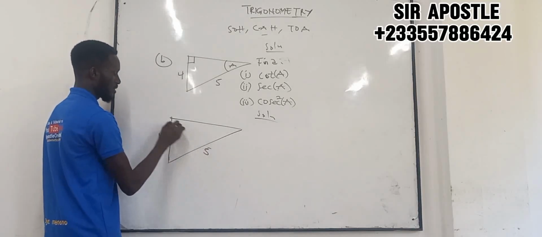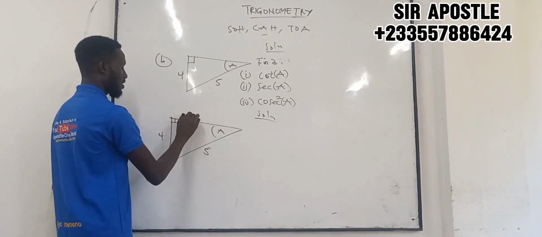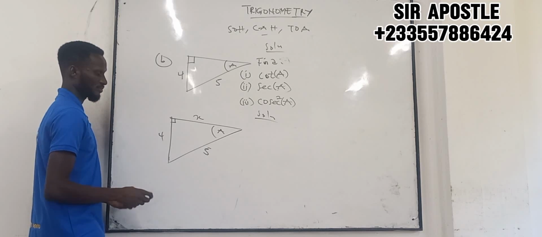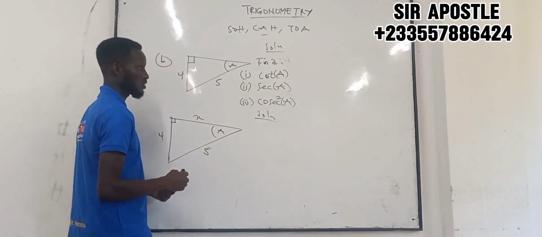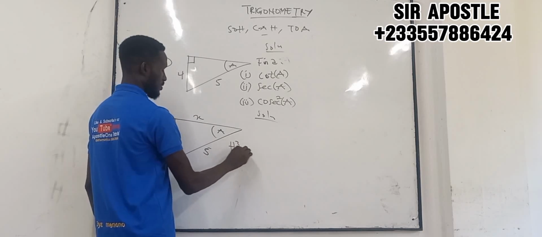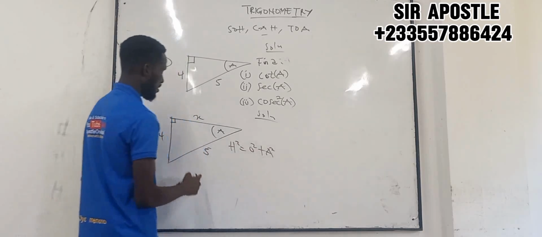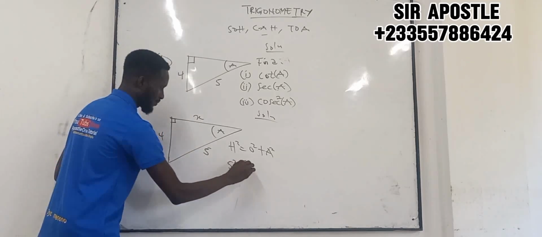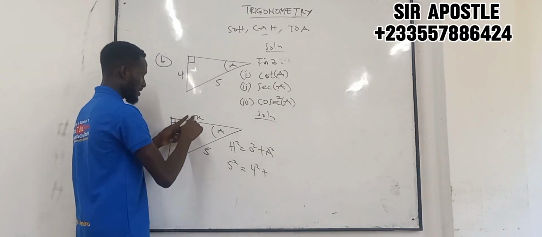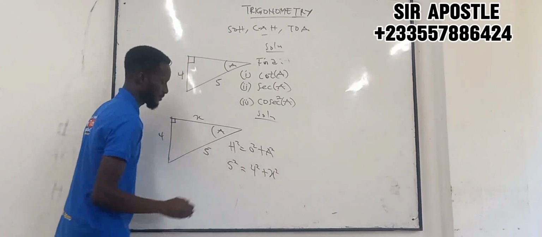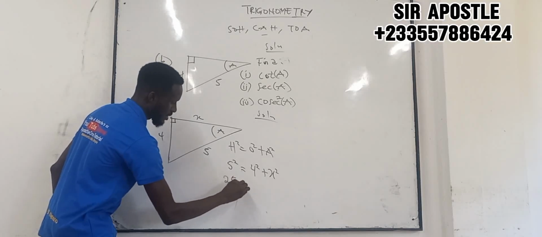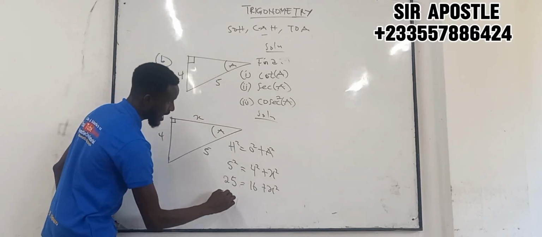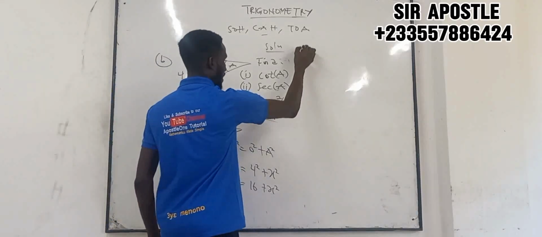4, 5, 90 degrees. The angle here is A. I'm going to use a letter to represent the adjacent. I'm going to use X to represent here. Yes. So from our Pythagoras theorem, hypotenuse square is equal to opposite square plus adjacent square. So hypotenuse is 5. So 5 squared. What is the opposite? The opposite is 4. So 4 squared. The adjacent is X. So we have X squared. 5 squared is 25. 4 squared is 16 plus X squared. So we have to group like terms. So we're going to have our 25.